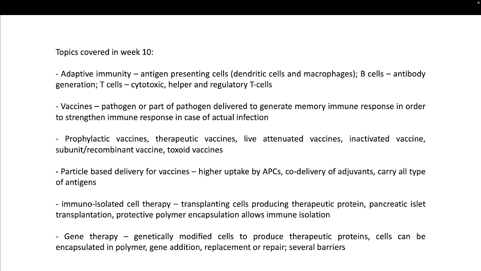Another important concept that was discussed was immunoisolate cell therapy. So this is nothing but instead of now delivering a drug, so we have been looking at drug delivery for quite a lot of lectures now.